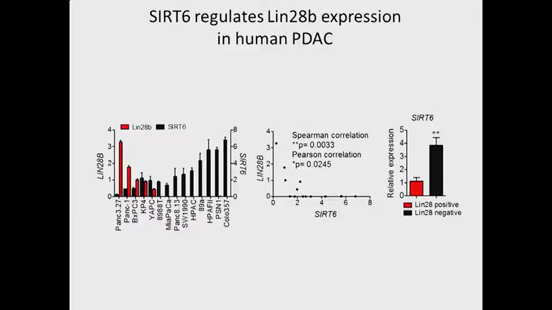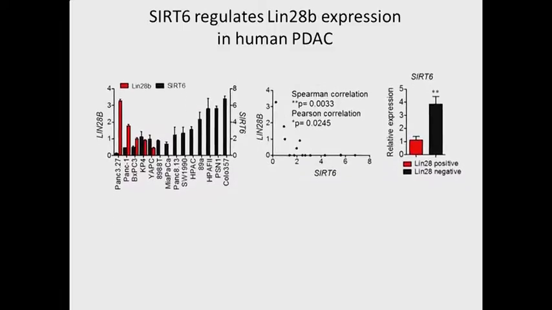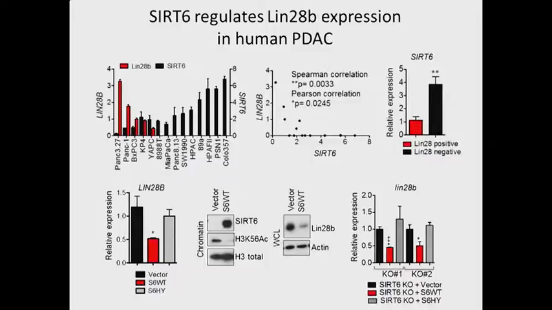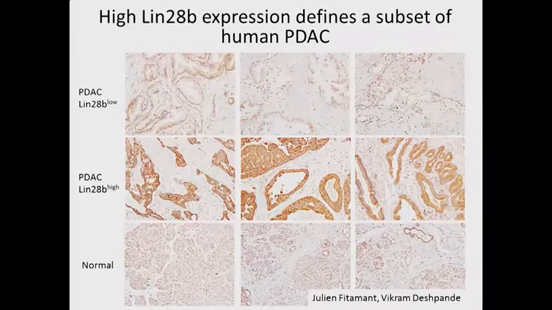So I measured the expression of Lin28b in our panel of human PDAC cell lines and found a beautiful inverse correlation between Lin28b expression and SIRT6 expression. When I re-expressed wild-type SIRT6, but not the catalytically inactive mutant, I was able to reduce the levels of Lin28b expression at both the RNA and the protein level in both human and murine cell lines. I also found high levels of Lin28b expression in our human primary tissue samples, in a large fraction.